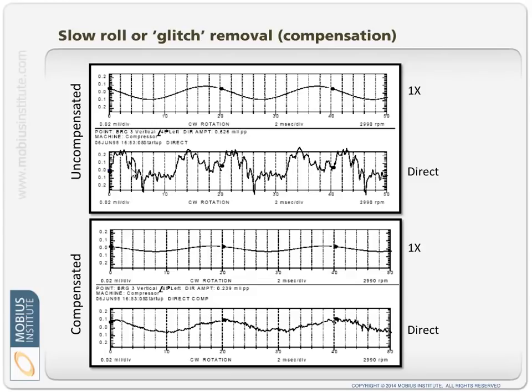So in other words, because I haven't mentioned exactly what direct and 1x means just yet, this is a combination of the vibration at all frequencies and the slow roll. When it hasn't been compensated, here it is when it has been compensated. So you can see it's much better than it was before.